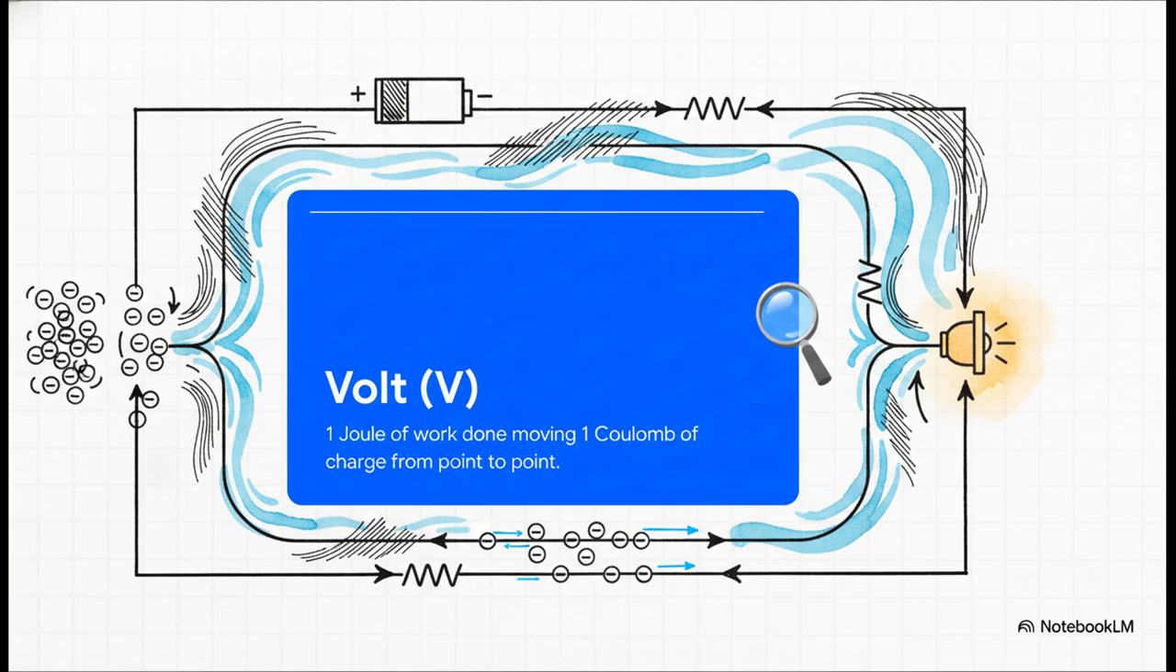The strict textbook definition, 1 volt of potential difference means exactly 1 joule of work is being done to force our 1 coulomb of charge from one point to another, fighting against those repulsive forces the whole way. Without this push, this potential difference, the electrons just kind of vibrate randomly in place. With the push, they march forward.